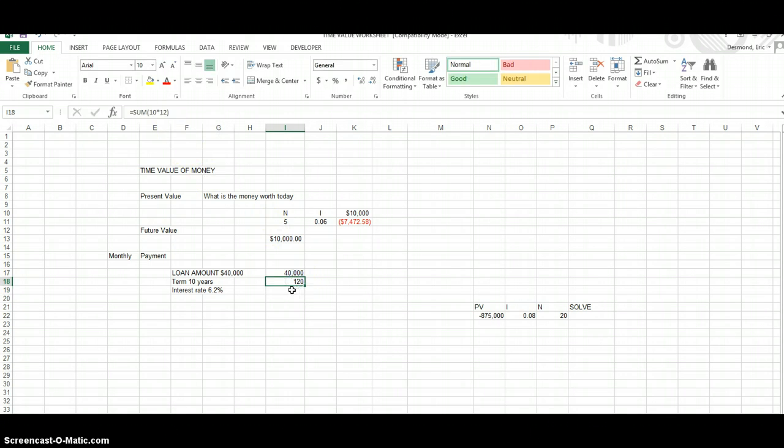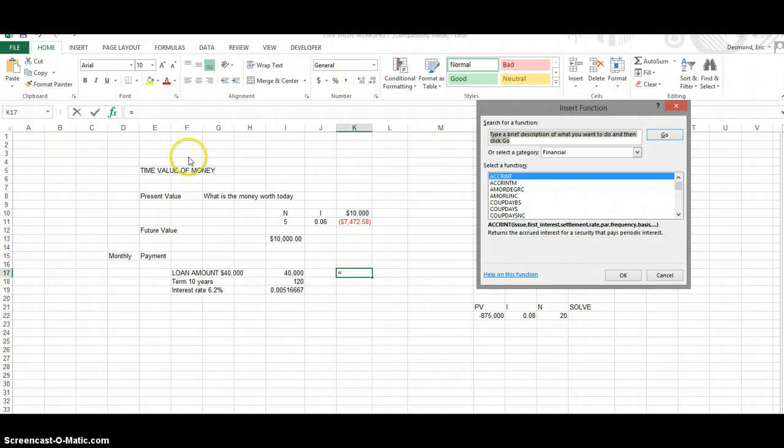So that's 120 months. Now the next one is 6.2% interest divided into a 12-month period. That's an annual interest rate, so we want to divide it over a 12-month period. Now we're going to solve for payment. We're going to find out what the monthly payments are on a $40,000 loan, 10-year period, with an interest rate of 6.2% annually.